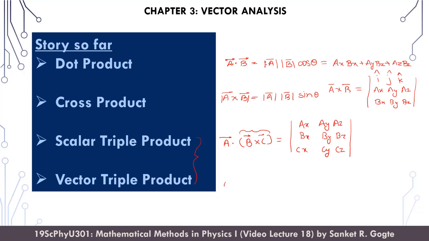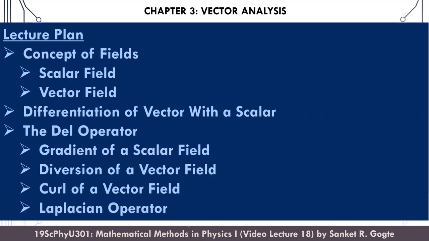Vector triple product is defined as A cross B cross C. Now B cross C is a vector quantity, and then you are taking cross product of A with the vector quantity, and therefore this is a vector. This can be calculated as follows: it is A dot C, which is a scalar, into vector B, minus A dot B into vector C.